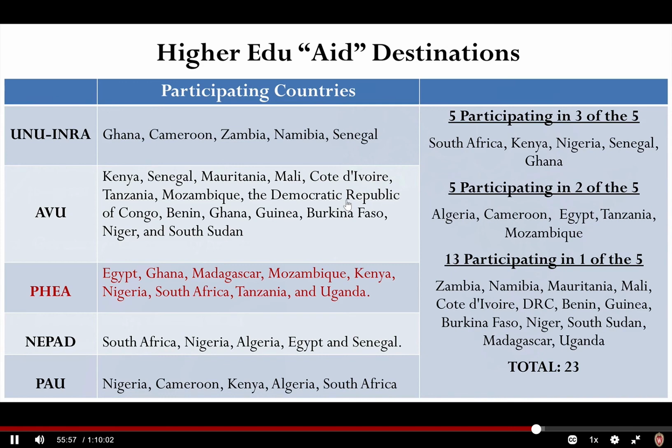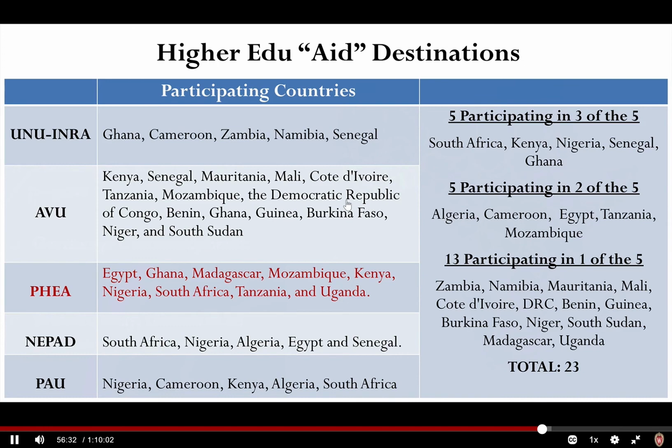So I have listed here a number of programs that have poured in significant amount of funding. An example that I'm giving you here is the Partnership for Higher Education in Africa, which was a collective of donors or foundations that were funding higher education. The countries that they were putting money into are Egypt, Ghana, Madagascar, Mozambique, Kenya, Nigeria, South Africa, Tanzania, and Uganda. But so that's quite a lot.